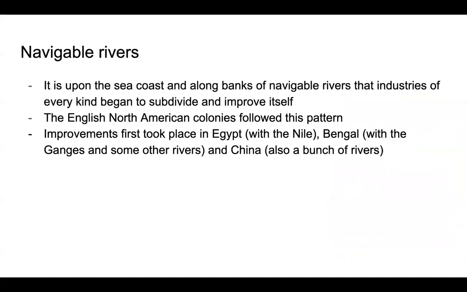And then he moved on to talk about navigable rivers, right? It is upon the seacoast and along banks of navigable rivers that industries of every kind began to subdivide and improve itself. So he mentioned that the English North American colonies follow this pattern. And if we look further back to the ancient civilizations, improvements first took place in Egypt. Now, one little comment. He forgot about the Sumerians, or maybe he knew but just didn't mention.